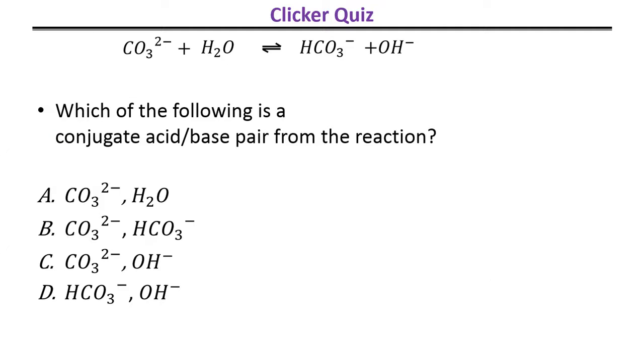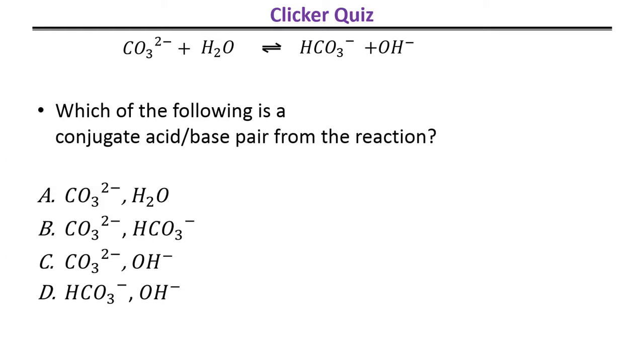Hi everybody. I wanted to talk about one of the clicker quiz questions today to make sure everyone was okay with the idea of assigning which molecules in a chemical reaction are conjugate acid-base pairs. Here's our reaction. It shows the weak base, the carbonate ion, reacting with water and turning into HCO3- and OH-.